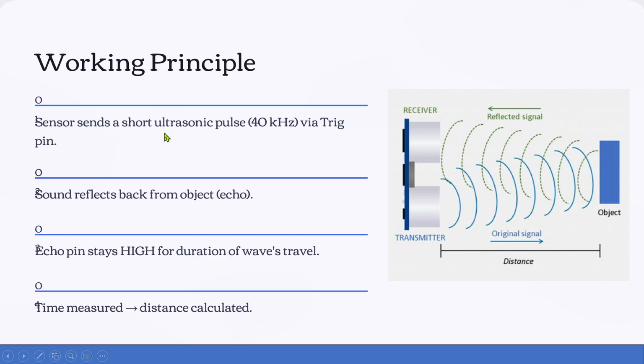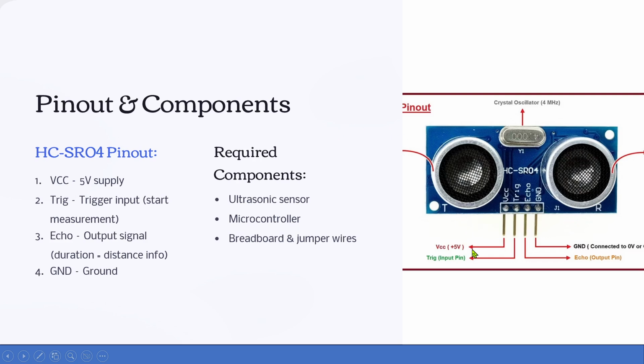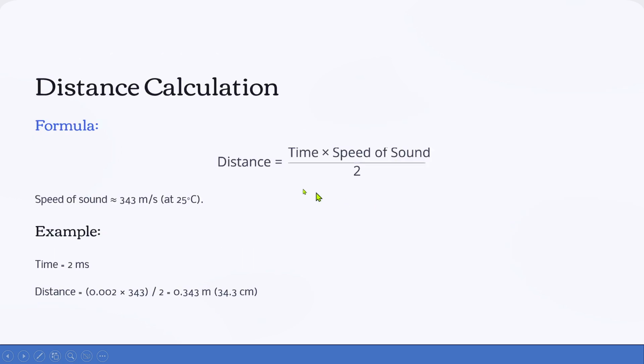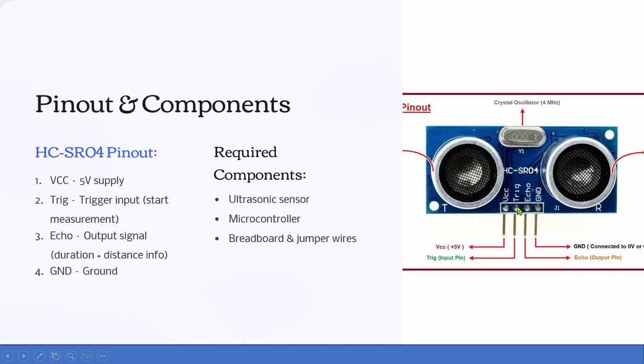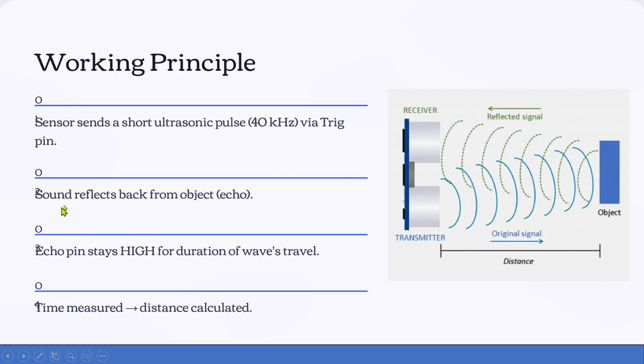So the sensor sends a short ultrasonic pulse via the trig pin, that is what I said. Actually, sorry, I said the trig pin is actually sending the sound, okay. Here we are seeing the sensor sends a short ultrasonic pulse via the trig pin. Trig means transmitter, so that is going to send that. And echo means the sound reflected back from the object, so that is echo, okay.